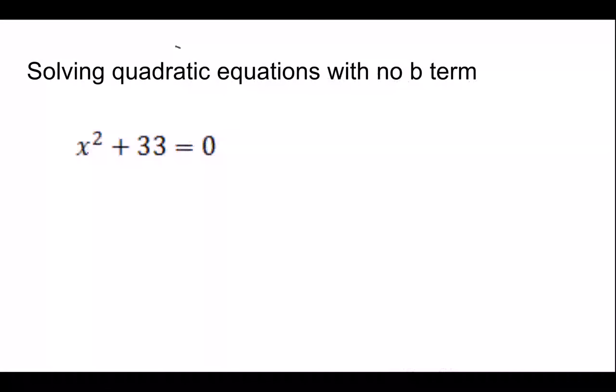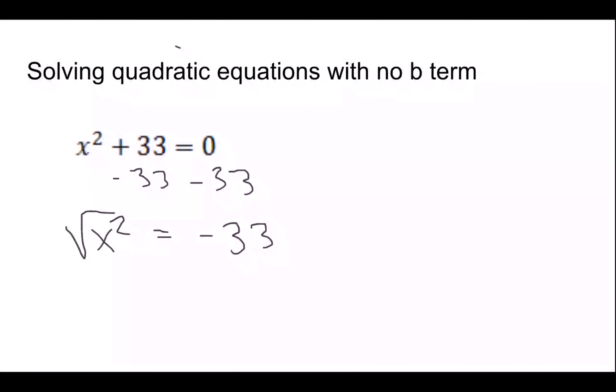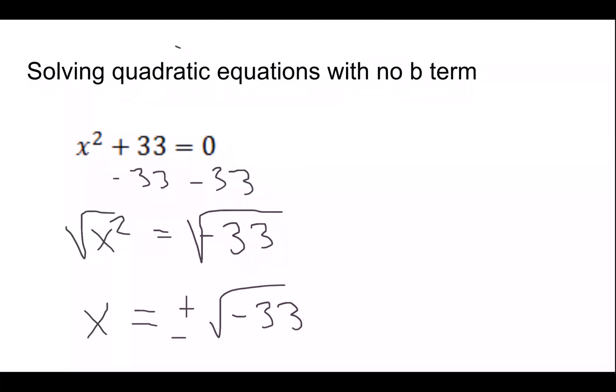Okay. This time, I'm going to subtract 33 to get it to the other side, so I'm going to get x squared is equal to negative 33. Then I'm going to take the square root of both sides. I'm going to get x equals plus or minus the square root of negative 33. But the issue becomes, when you put negative 33 in on your calculator under a square root, you'll get a domain error or some kind of error. That's because you can't take the square root of a negative. It just doesn't make sense. So this is our case where we get no solution.